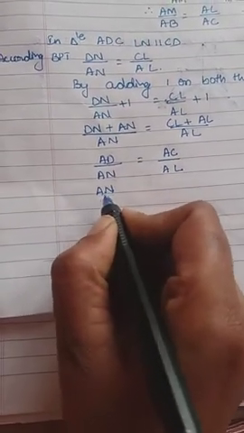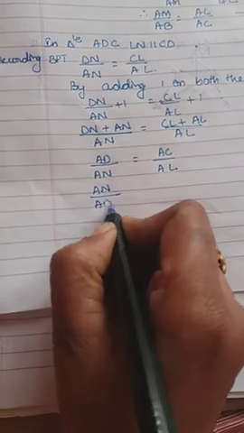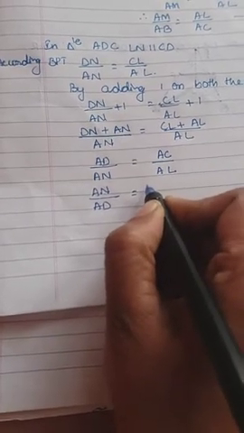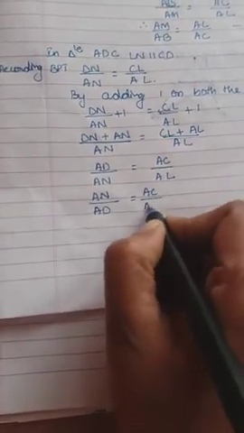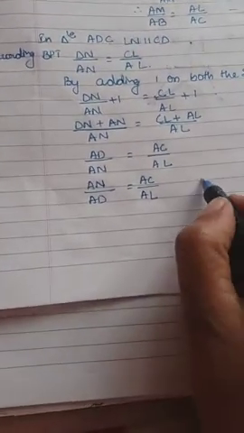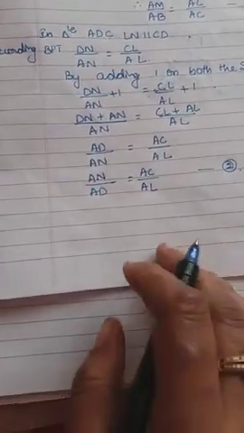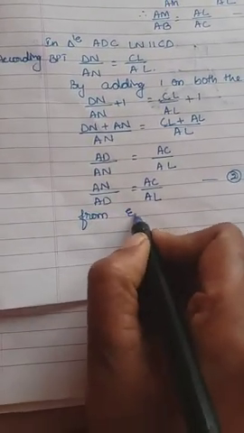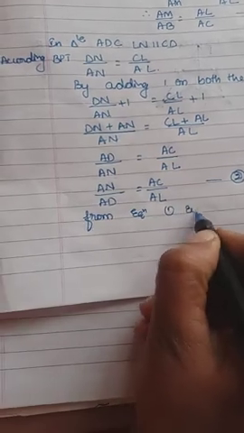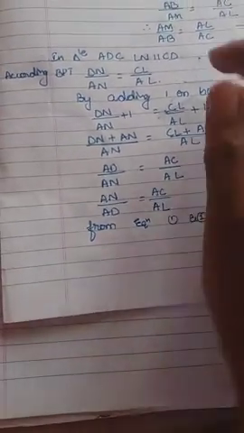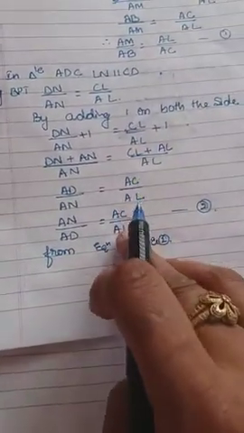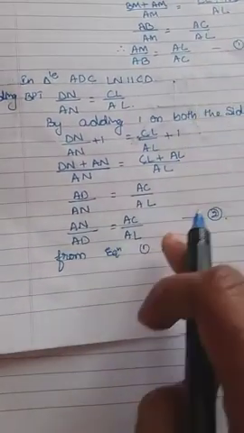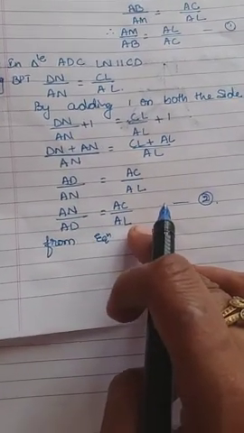Okay, so if we interchange that, we will get the same. That is, we can interchange this also. AN divided by AD equals AC divided by AL. No changes in that. Okay, we can take this equation as 2. From 1 and 2, what can we write? From equation 1 and 2, both are equal to AL divided by AC. Even here also, AC divided by AL.